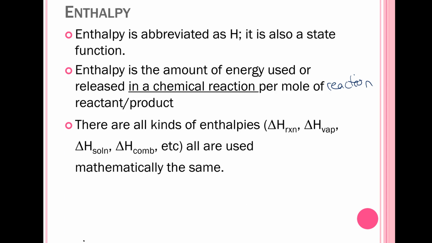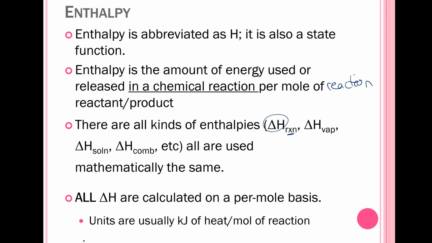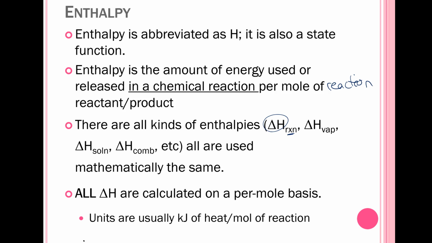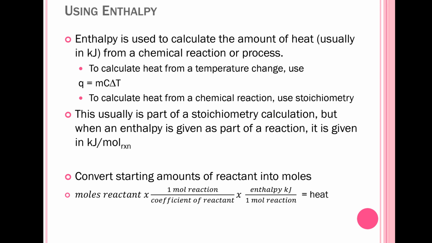There's all kinds of enthalpies. You're going to see delta H with RXN, with a VAP, SOLN, combustion. They're all done the same mathematically. It doesn't matter what they're called here, as long as they're called delta H. Okay, they are all calculated on a per mole basis, and it's usually heat per mole of reaction. So kilojoules divided by moles of reaction, which is a little weird looking. So it's used to calculate the amount of heat from a chemical reaction or process.